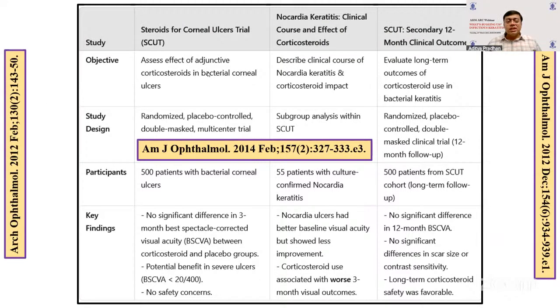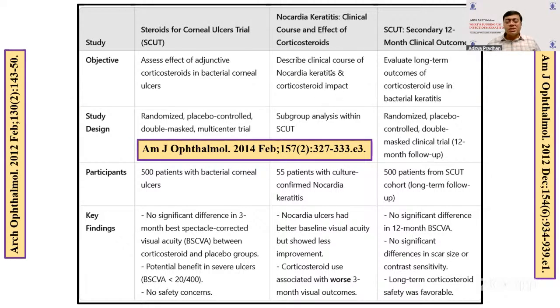This was performed in Madurai, in which the initial trial was to assess the effect of adjunctive corticosteroids in bacterial corneal ulcers. It was a randomized, placebo-controlled, double-masked, multicenter trial. 500 patients with bacterial corneal ulcers were enrolled in the study. At 3 months, between the placebo and the corticosteroid groups, there was no significant difference in the best spectacle corrected visual acuity. Maybe there was a potential benefit in severe ulcers whose visual acuity was less than 20/400. No safety concerns were noted, but the area is very gray and mostly there was no benefit.